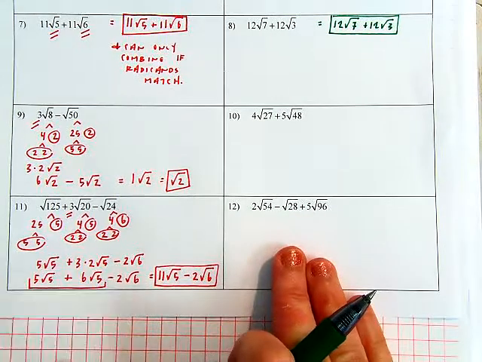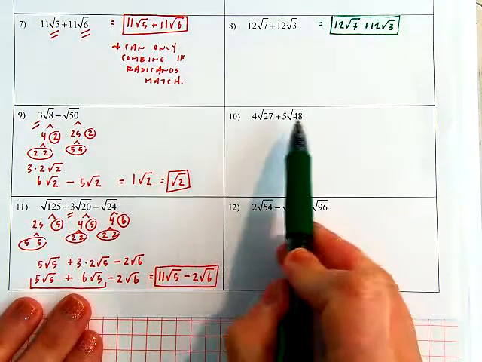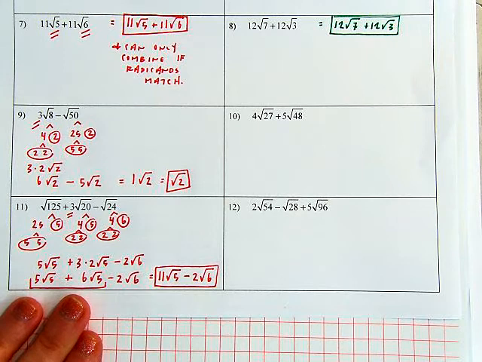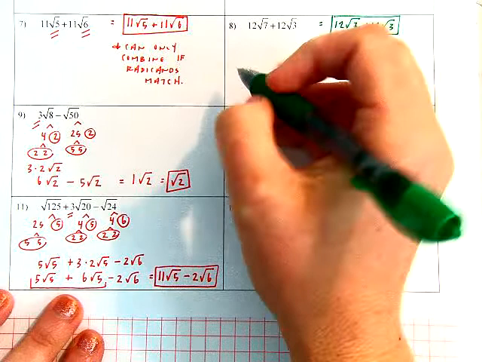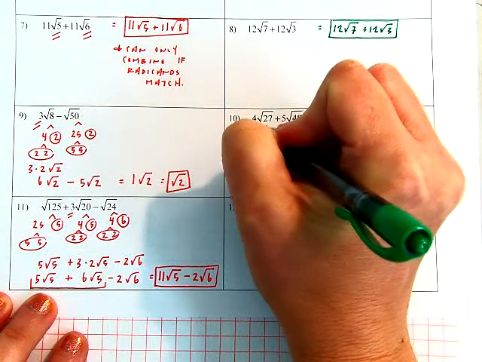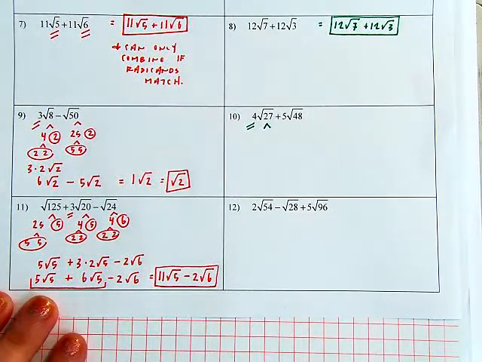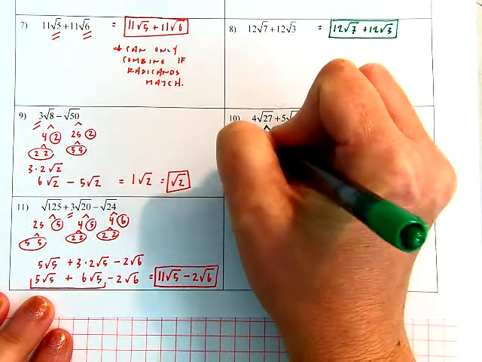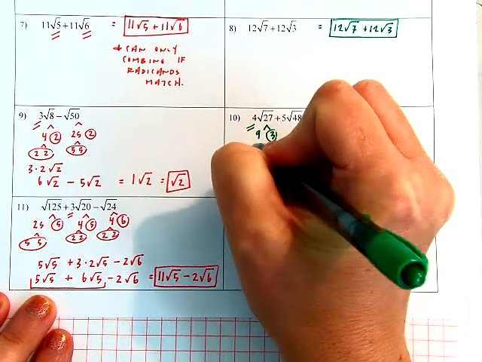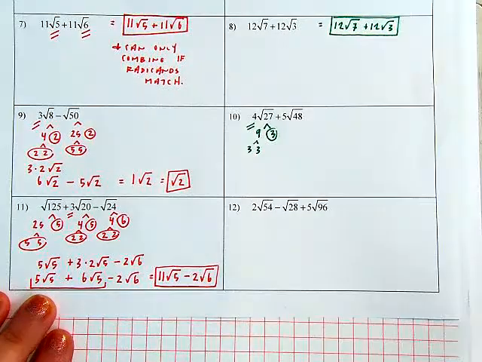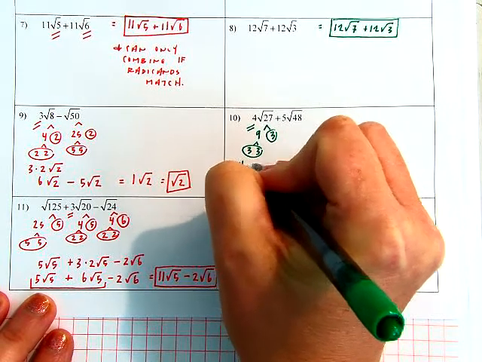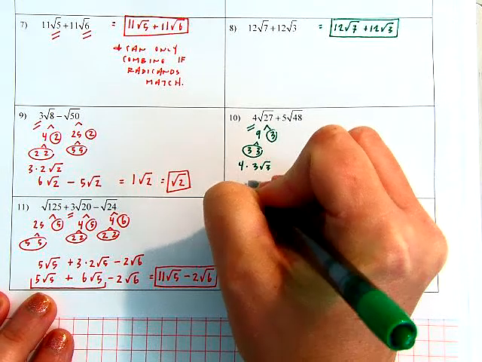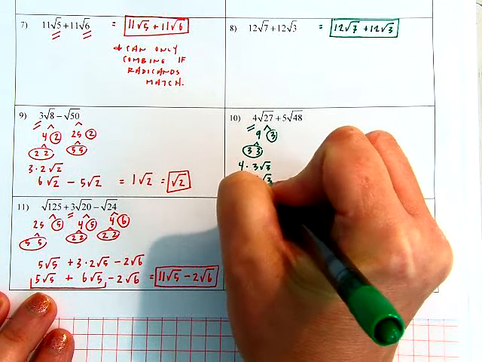All right, problem 10. So here, at first glance, they don't appear to be like terms, right? Because they have different radicands, but I can simplify each individual term. So I know that there's a 4 on the outside, so I'm underlining it so I don't forget. And 27 is 9 times 3. And then here I have a pair of 3's. So I have 4 times 3 root 3, which will get me 12 root 3.